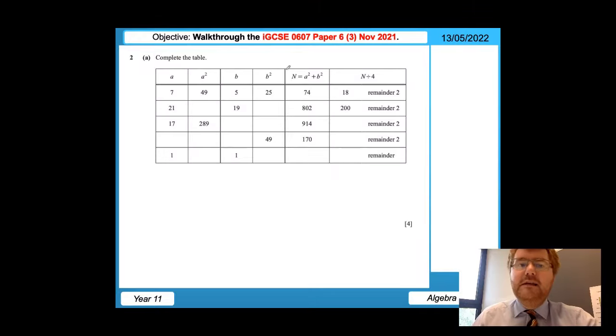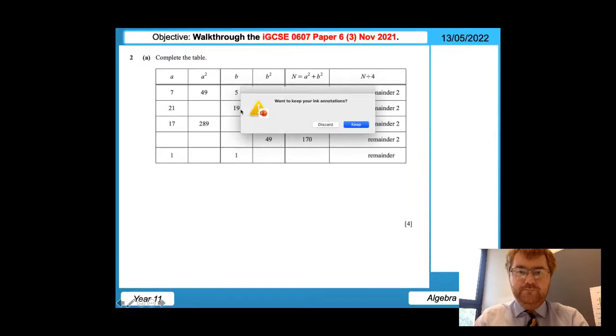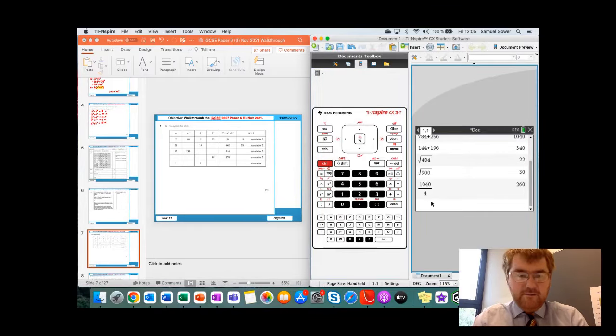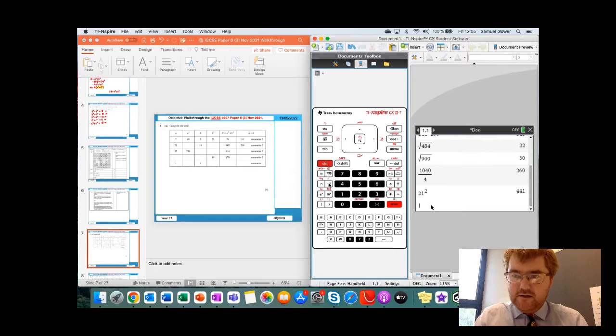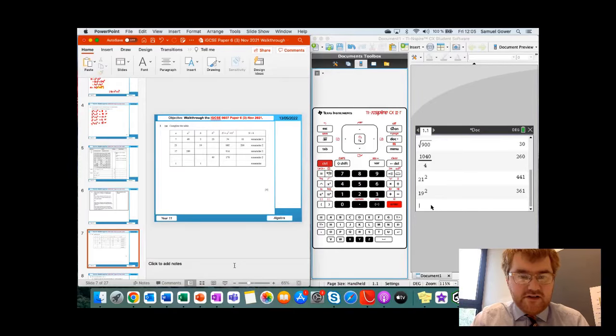Again, another table question that we want to be getting all 4 marks on. So notice this works in a very similar way to what we did before. We have a complete example at the top here saying exactly what's going on. So it's going to work in the same way here. Again, we're going to use our calculator to work out 21 squared and 19 squared. So we're going to type in 21 squared and 19 squared. Again, calculator paper. So 441, 361.